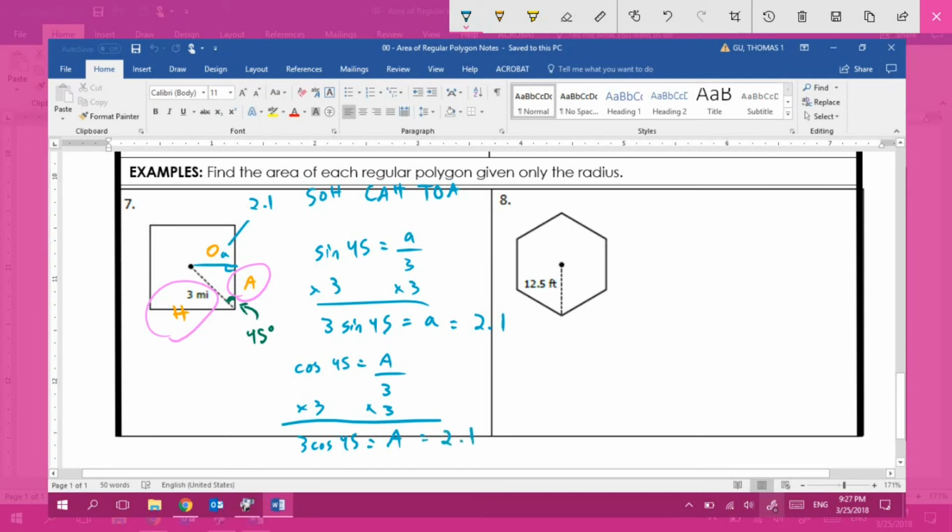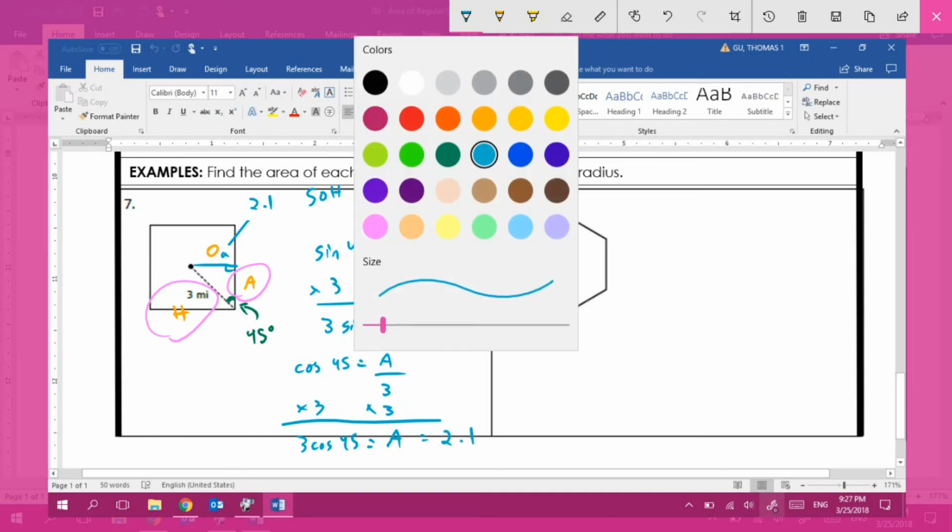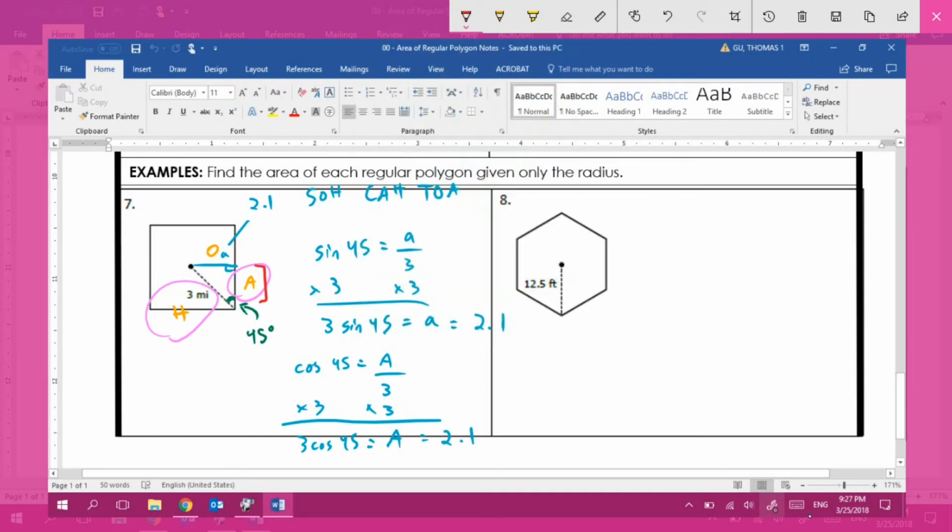So now I know that this length right here is 2.1. So what's my total length on one side? 4.2. And using my formula for area, area equals 1/2 apothem times perimeter. What's my apothem? I already found it. It's right here, 2.1. So we're going to go 2.1 times, what's my perimeter? I've got to take this 4.2 and multiply it 4 times, because there's 4 sides. So 4.2 times 4 equals 16.8. So my perimeter is 16.8.